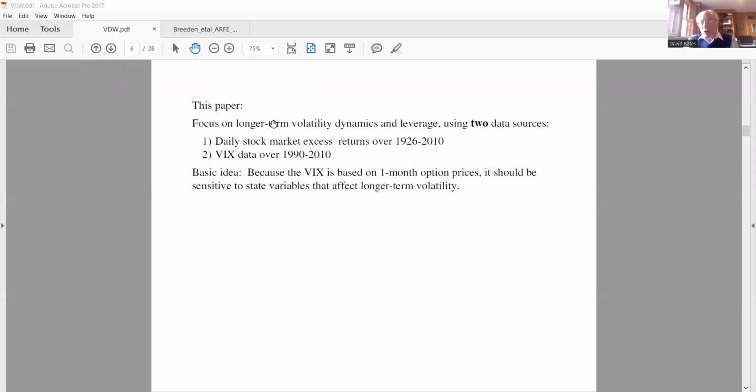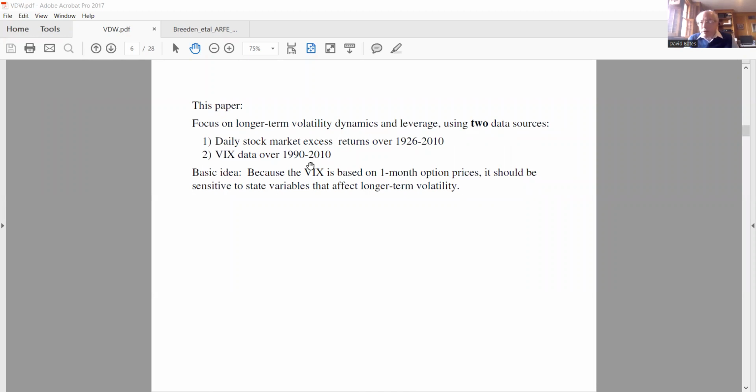To focus on longer-term volatility dynamics and particularly longer-term leverage, the objective of this paper is to use two data sources that are sensitive to longer-term volatility. First is just a longer history of stock market excess returns, the same series that I used in my 2012 paper.